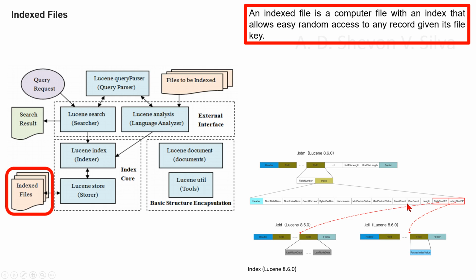Point count describes the total number of index points across all documents. Doc count describes the total number of documents that have indexed at least one point. Length describes the size of the packed index value. Data start FP describes the pointer to the beginning position of the current field data in the .kdd file, and index start FP describes the pointer to the beginning position of the current field data in the .kdi file.